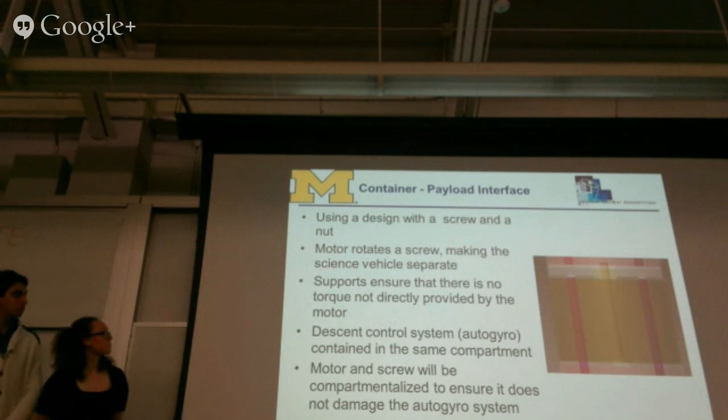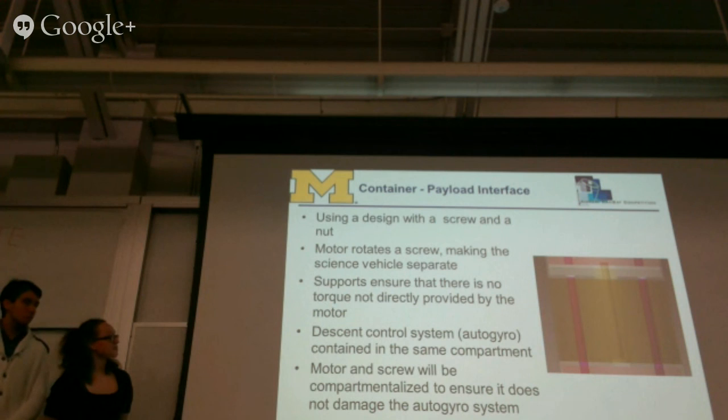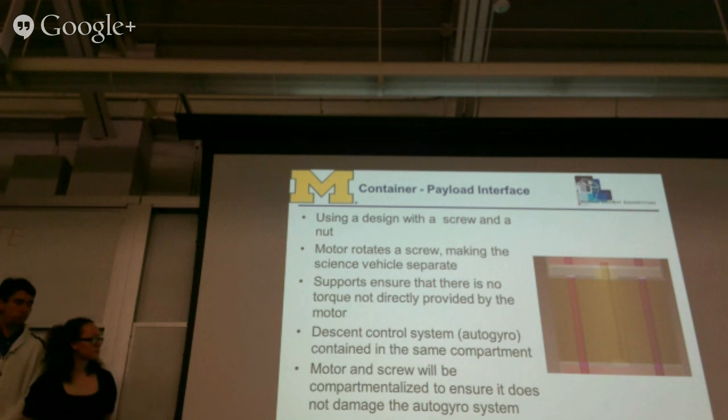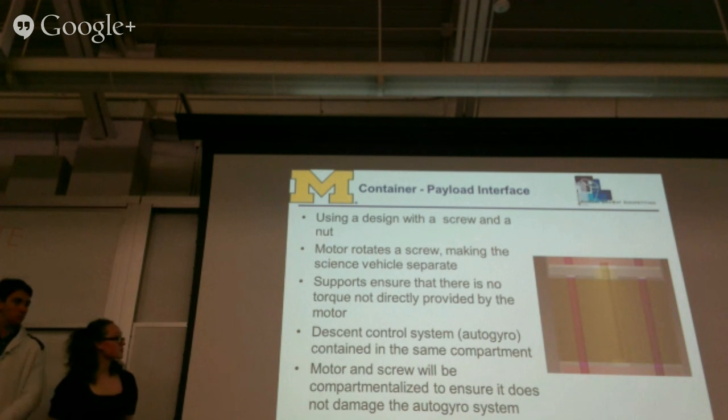So for our separation design, in our descent control compartment, we have a screw that runs between that and our container. It'll be powered by some motors and a servo. The servo runs for continuous turns. Once we reach the target height, it will begin rotating and unscrew the screw from the nut, separating the container and the science vehicle. In this picture it's not shown very well, but there's one valve so it will rotate around itself.